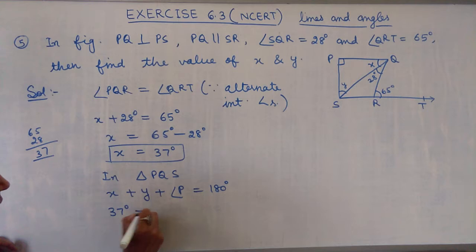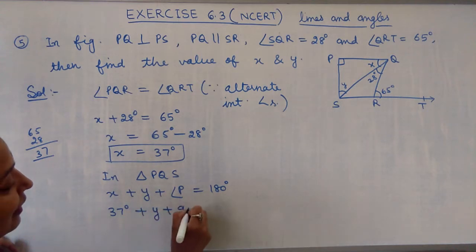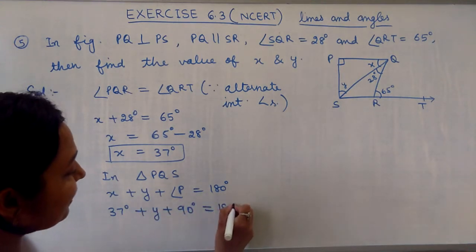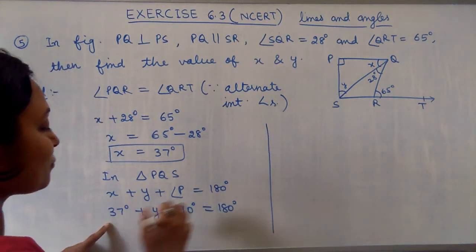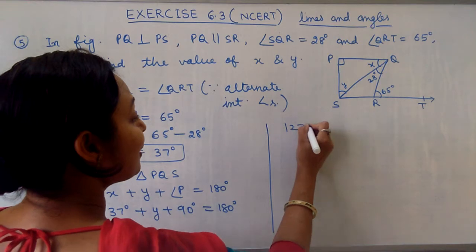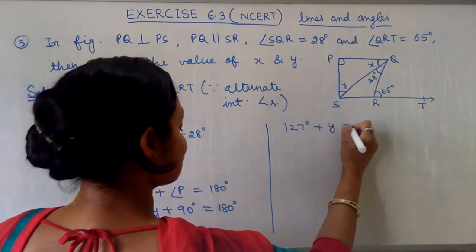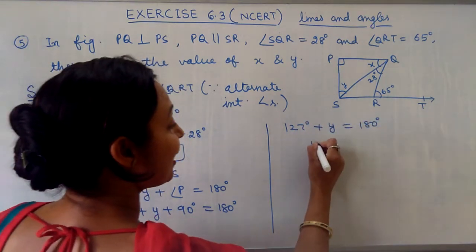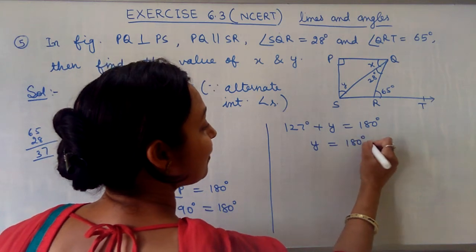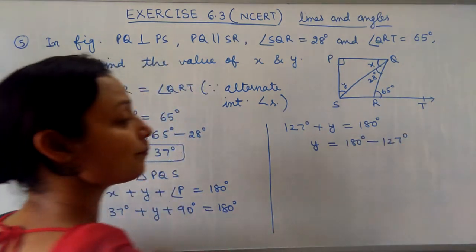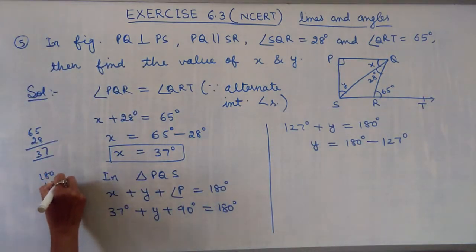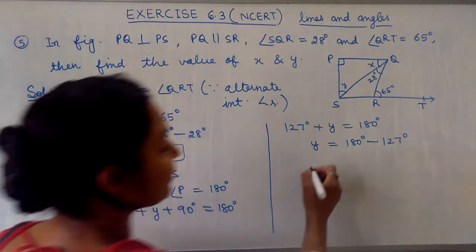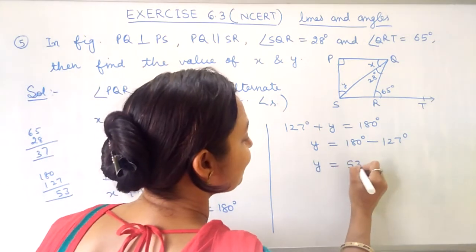This is 37 degree plus y plus 90 degree is equal to 180 degree. So I will add these two: 37 plus 90 is 127, so 127 plus y is equal to 180 degree. So y is equal to 180 minus 127 degree. After subtracting, 180 minus 127, we have 53 degree. So y is equal to 53 degree.